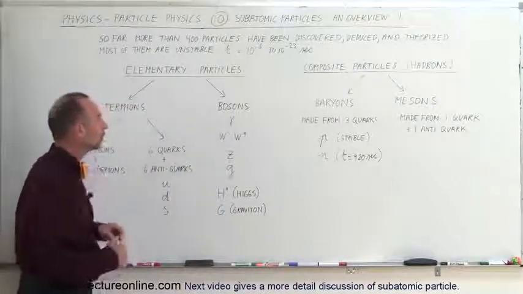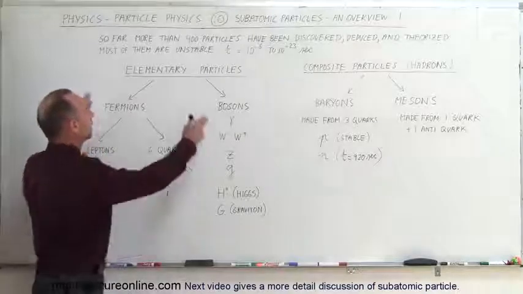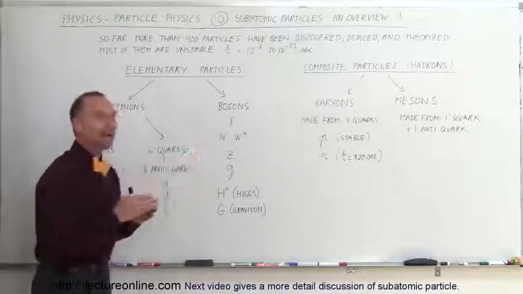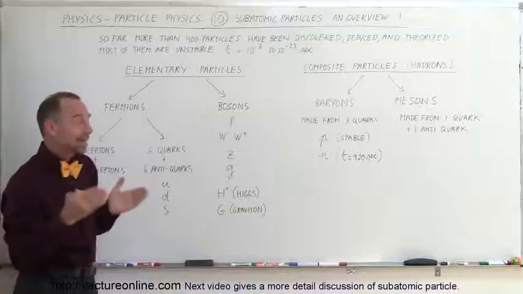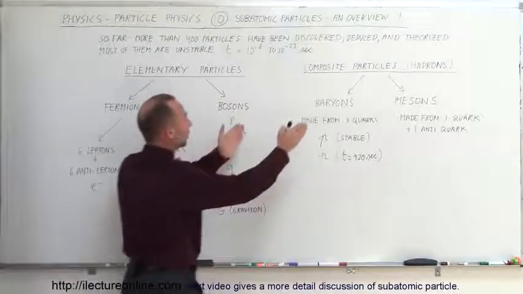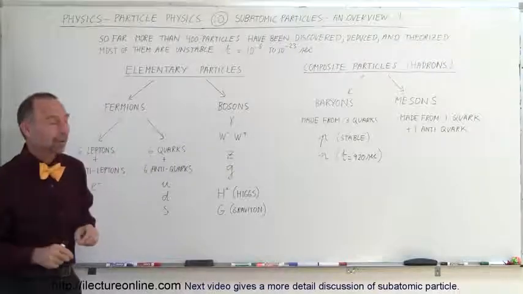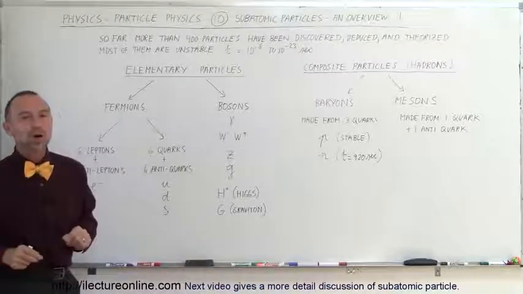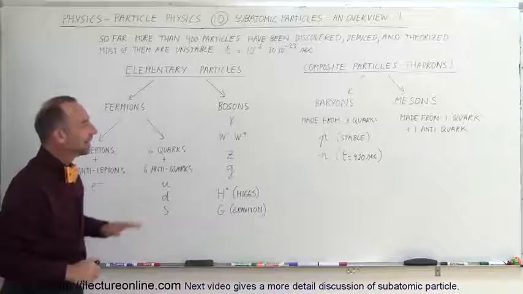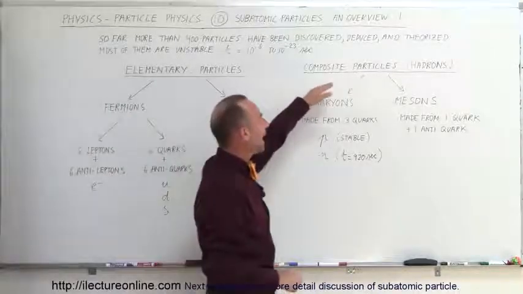boson particles, or bosons. And so those are, again, the elementary particles. They cannot be broken down or subdivided, and that is the key difference between elementary particles and composite particles, that these particles cannot be broken down any further into smaller particles, at least not that we know of at this point. And the composite particles are called hadrons.